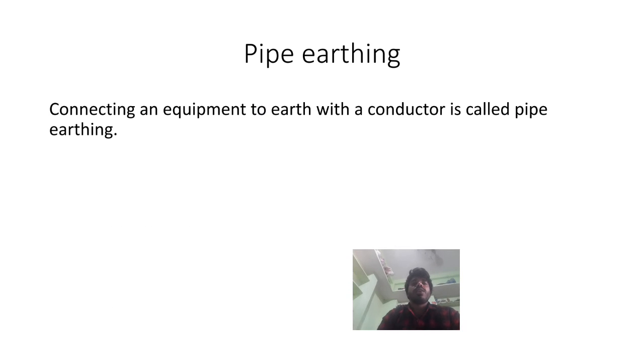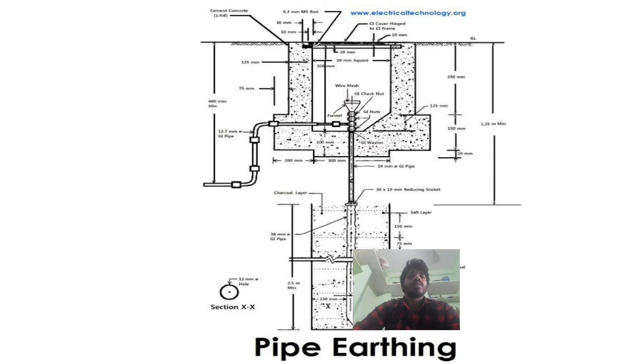Coming to the pipe earthing system. What is pipe type earthing? Connecting the equipment's body to the earth with a conductor is called pipe earthing.